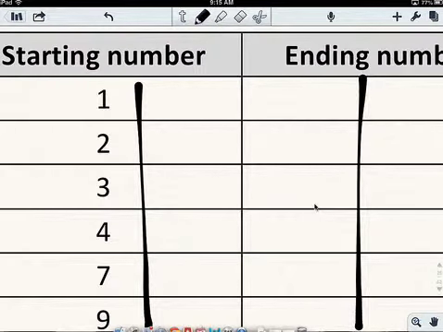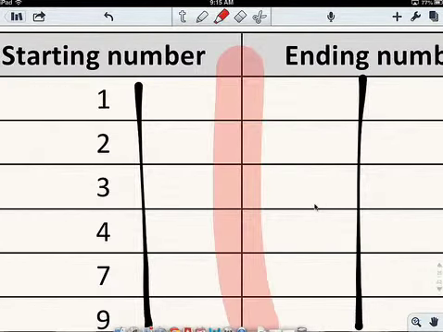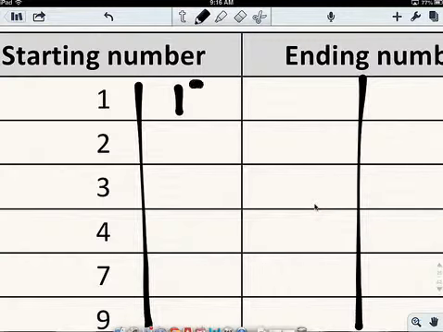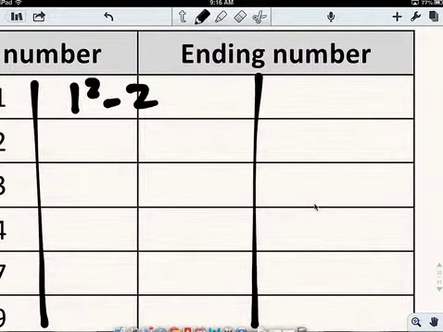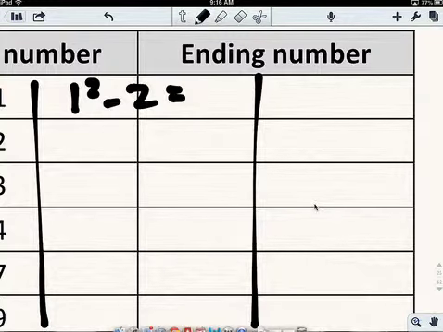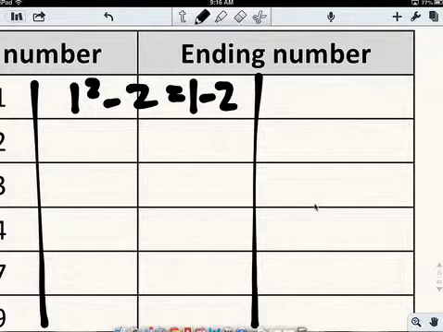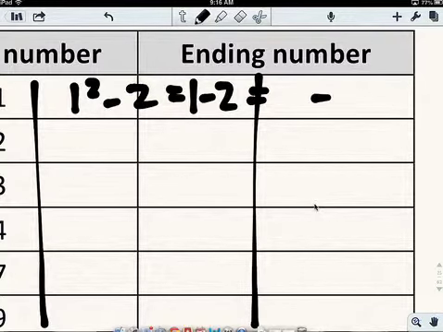And I'm going to try to ignore that center line here. I'm just going to kind of write over it. I know it's going to look a little bit weird, but they didn't give much room for our work here. So I'm going to do 1 squared minus 2. 1 squared is 1 times 1, equals 1, minus 2. So 1 minus 2 is negative 1.